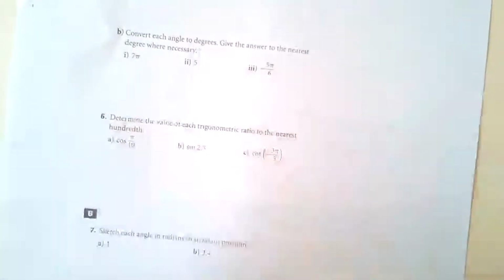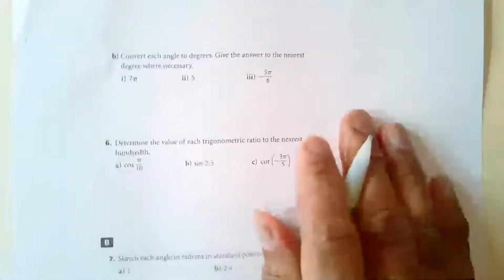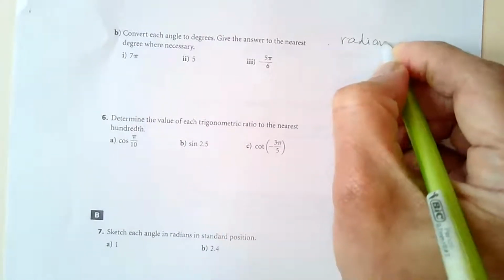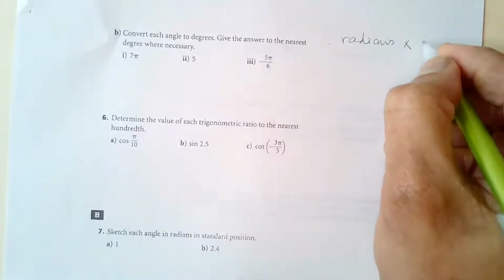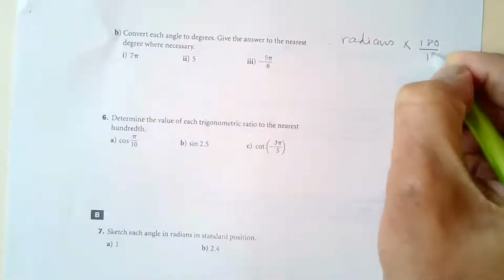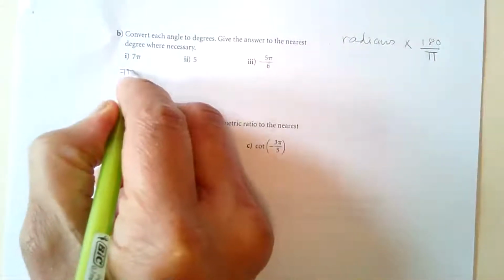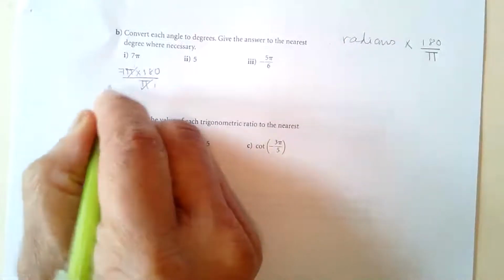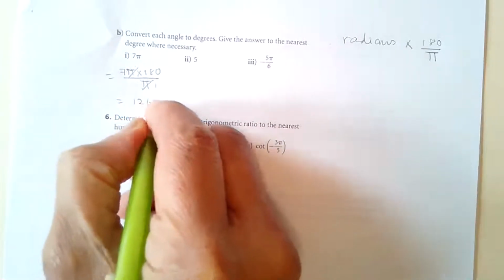Convert each angle to degrees. So remember when you're converting to degrees, so we have radians, you take your radians and multiply it by 180 over pi. So we have 7 pi multiplied by 180 over pi. The pi factors out, so you have 7 times 180, which is equal to 1260 degrees.